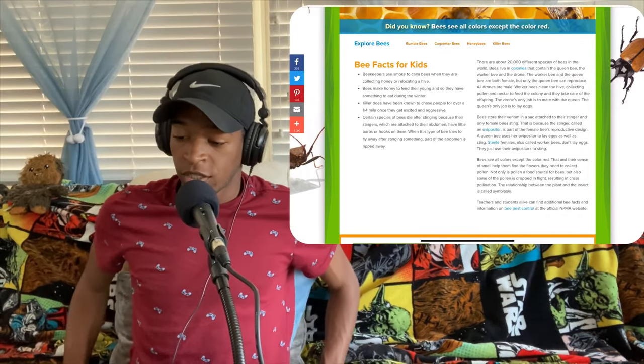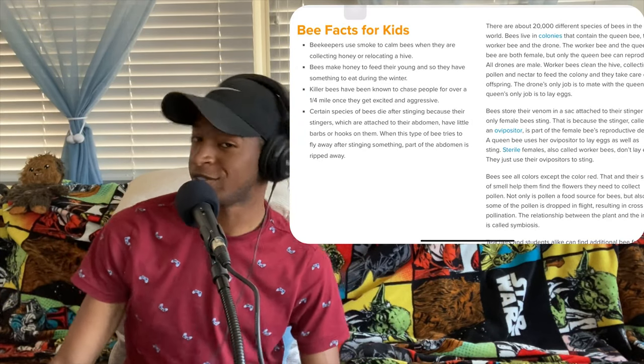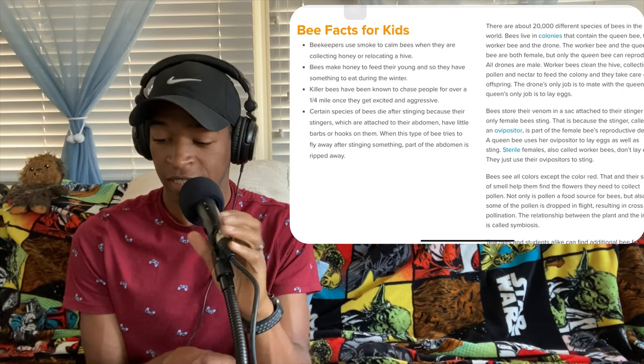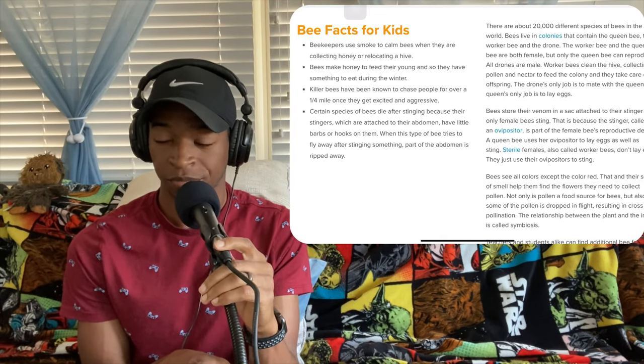Beekeepers use smoke to calm bees when they are collecting honey or relocating a hive. Smoke. So they just get all jacked up. They're like, oh, okay, I can't do anything right now, dude. That smoke got me messed up. Bees make honey to feed their young, and so they have something to eat during the winter. Oh, so they eat the honey. They make the honey, they eat the honey.